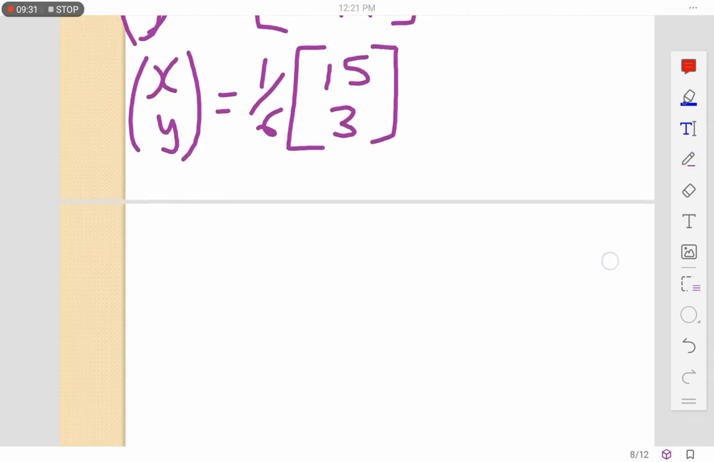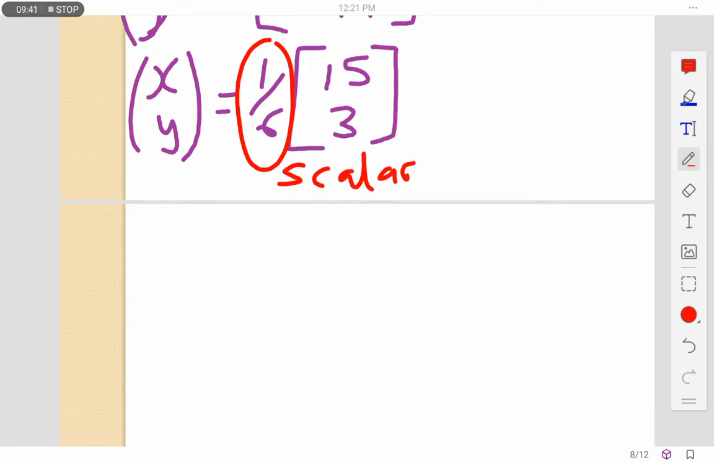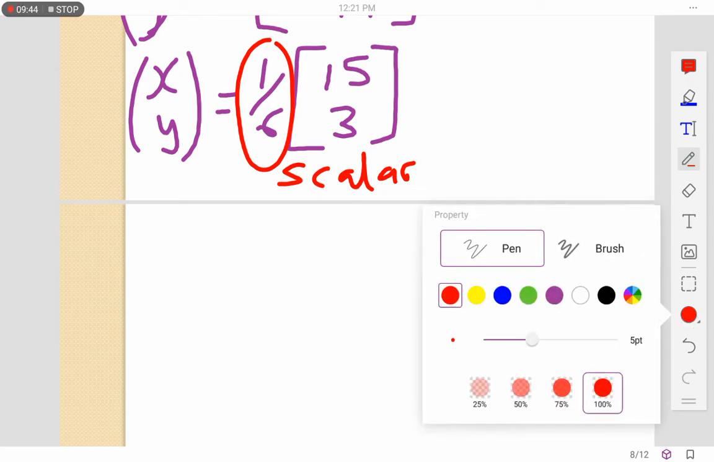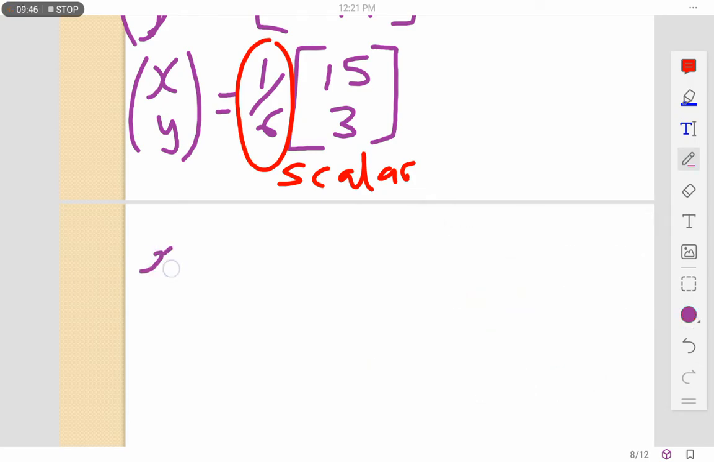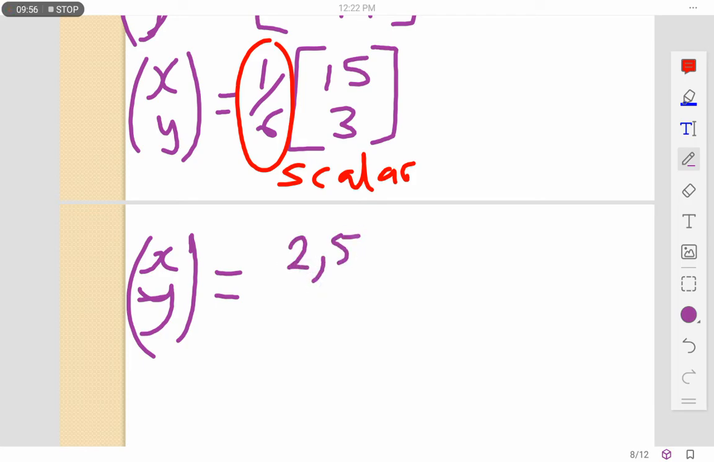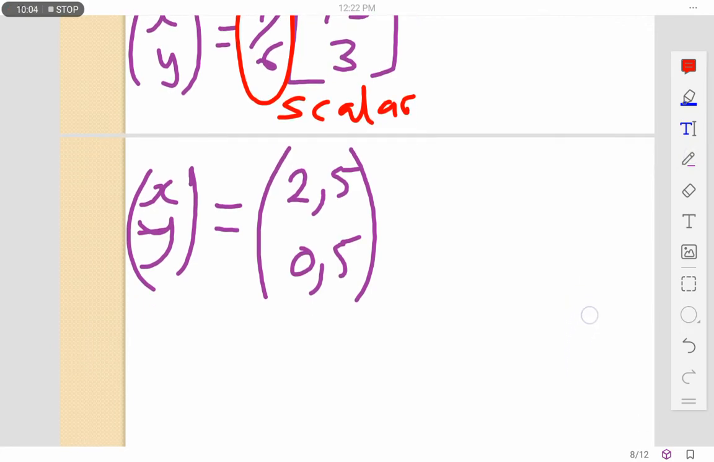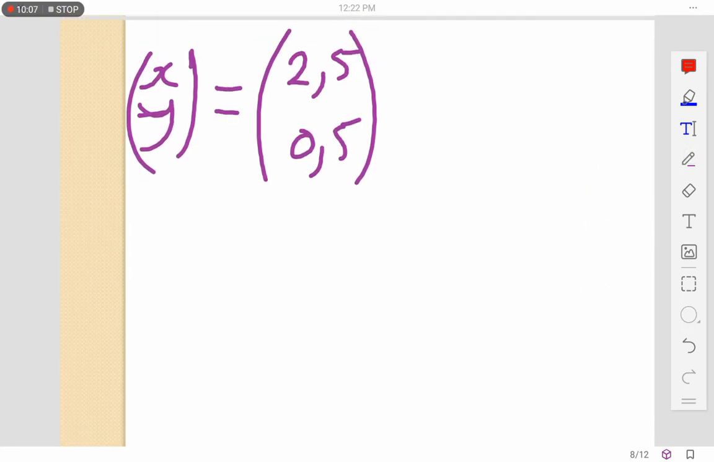Now, because I've got 1 over 6 outside, this is my scalar. I have to multiply it inside. So multiplying inside with our scalar, we get xy is equal to 1 over 6 times 15, I'll get 2.5. Then 1 over 6 times 3, I'll get 0.5. Okay, so this is how we have multiplied our scalar inside the matrix.